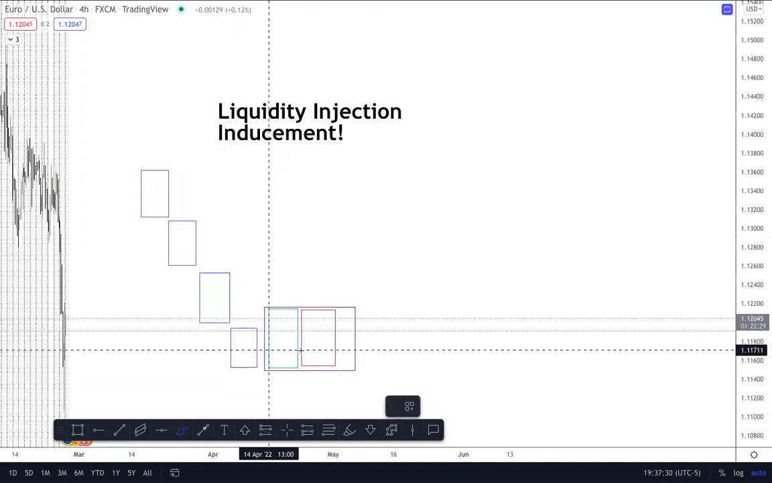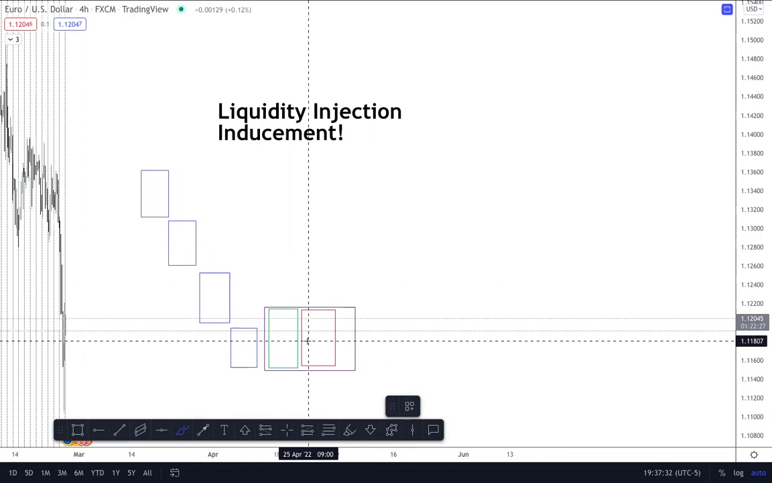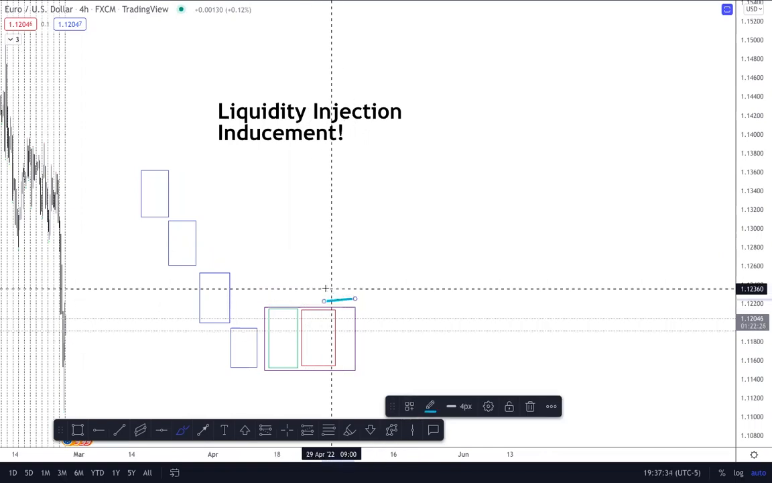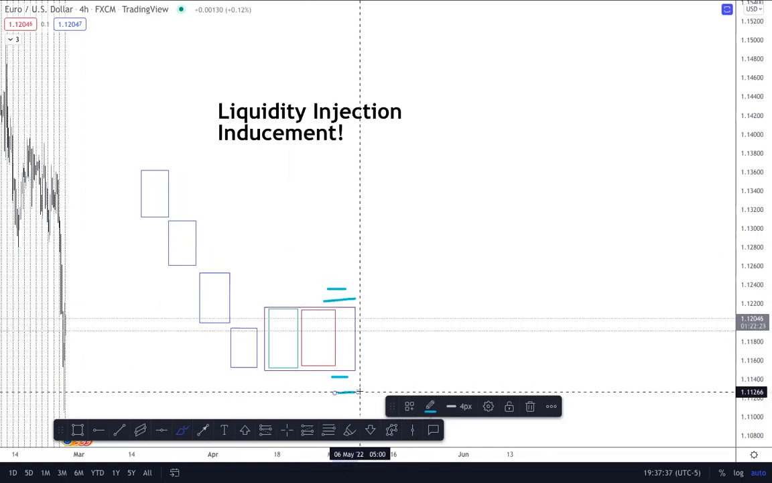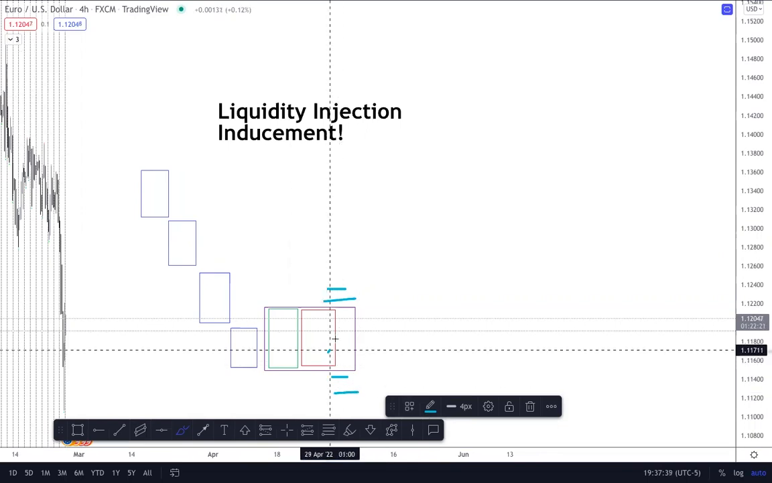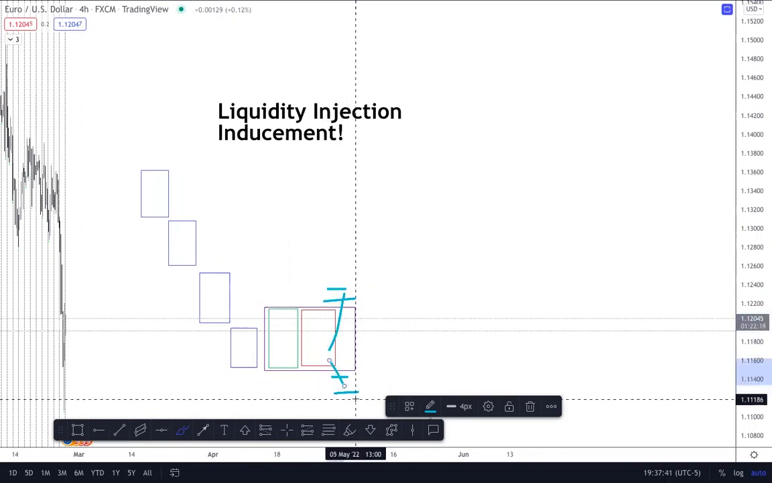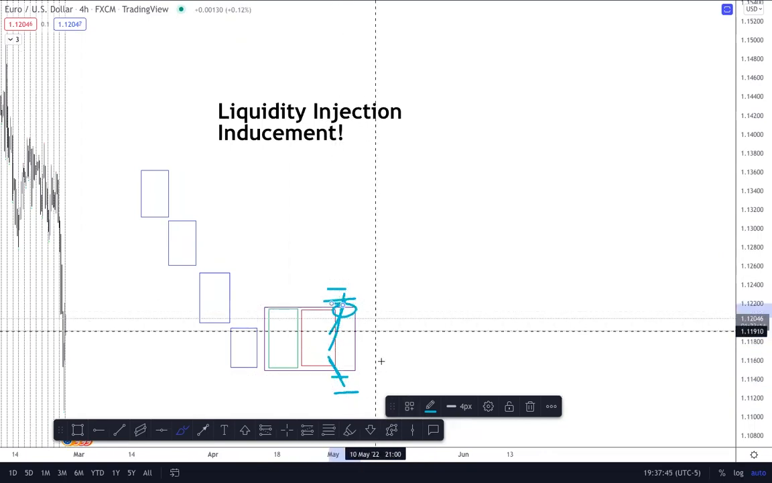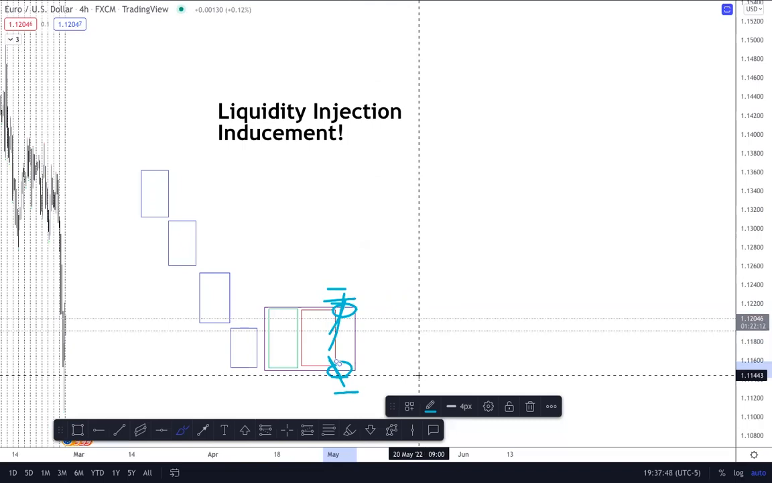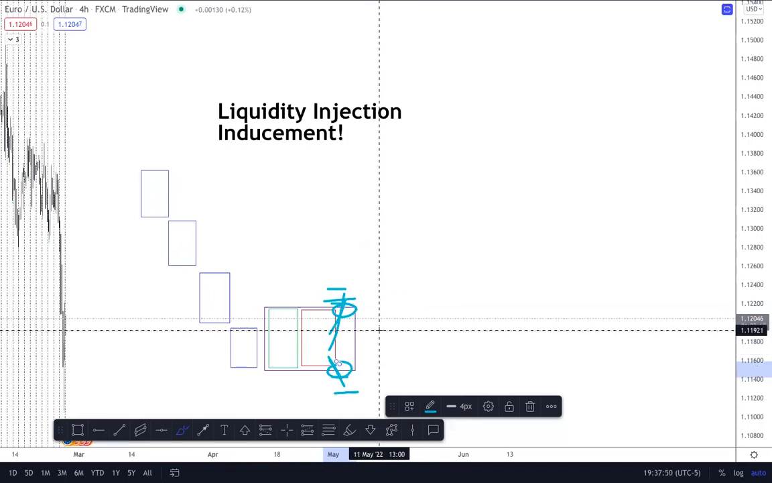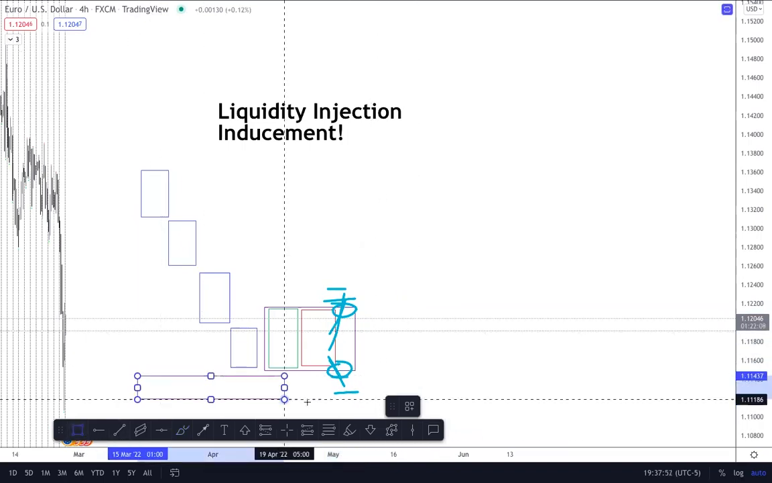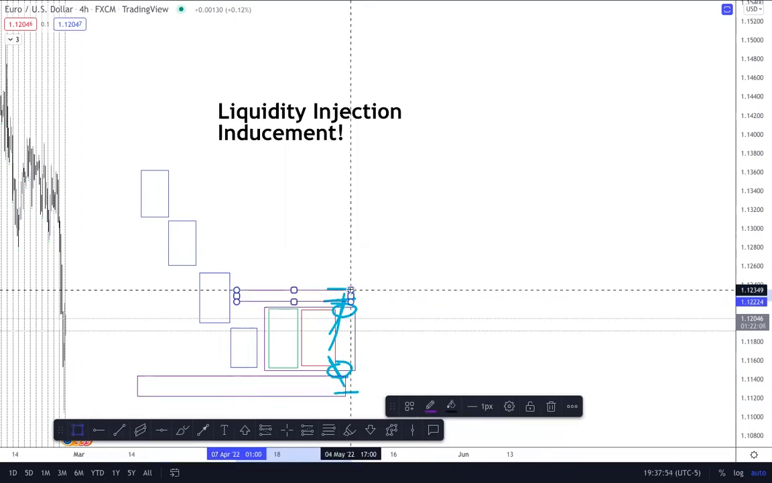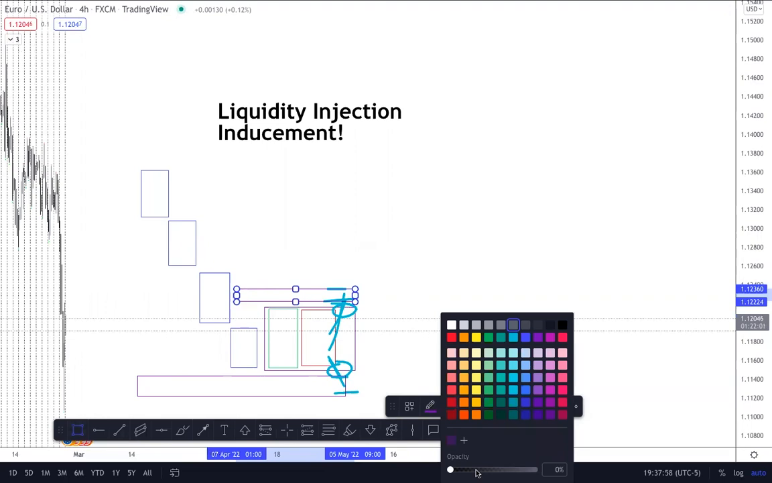Now, once we have this type of injection come through in the market, what we want to see is the manipulation of this range. For example, if price were to come up to here or up to here, this is what we call inducement, where buy stop orders are getting triggered here, sell stop orders are getting triggered here. So what are we looking for? A POI above or below the injection for us to either enter long or short.